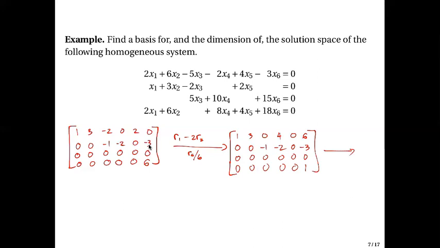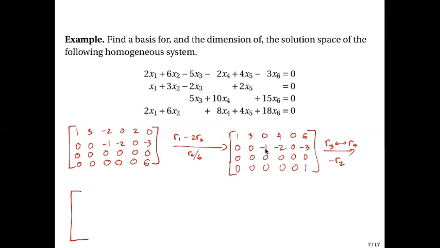Then let's put this 0 row at the bottom. So let's interchange row 3 and row 4. Row 3 interchange with row 4. And then let's remove the negatives in here. Particularly this negative 1, we turn it to positive 1. So we have negative row 2.